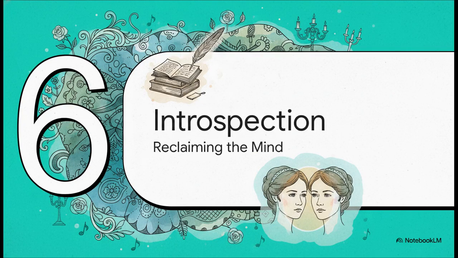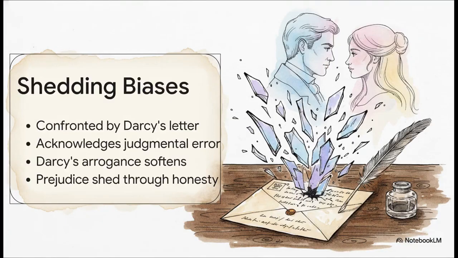As we approach the conclusion of our explainer, we get to see how Austen finally resolves this grand novel-length deception in Section 6, The Triumph of Introspection. The turning point of the whole novel hinges on hard evidence. When Elizabeth is confronted by Darcy's self-explanatory letter following his disastrous first proposal, the illusion shatters. Elizabeth is forced to acknowledge her judgmental error and her own susceptibility to charm.